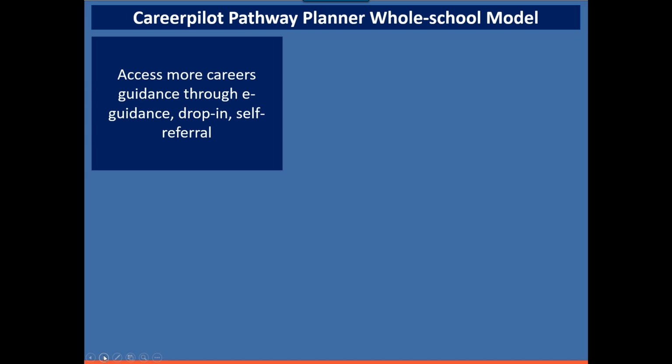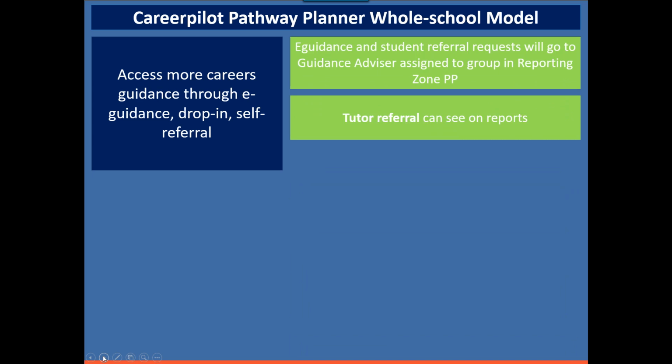Another thing to think about is what sort of alternative guidance you're going to be offering. In our pilot, we offered e-guidance, drop-in at least 1 lunchtime a week, and also self-referral. So just to know that if a student does request e-guidance through their area of the system or self-refers, then that's going to come to whoever is allocated as the guidance advisor for that particular group. So if the student's in 9SL and I'm the guidance advisor, I'm the one that's going to receive those requests through my email. Tutor referral, you can just see that in the reports as I showed you earlier.